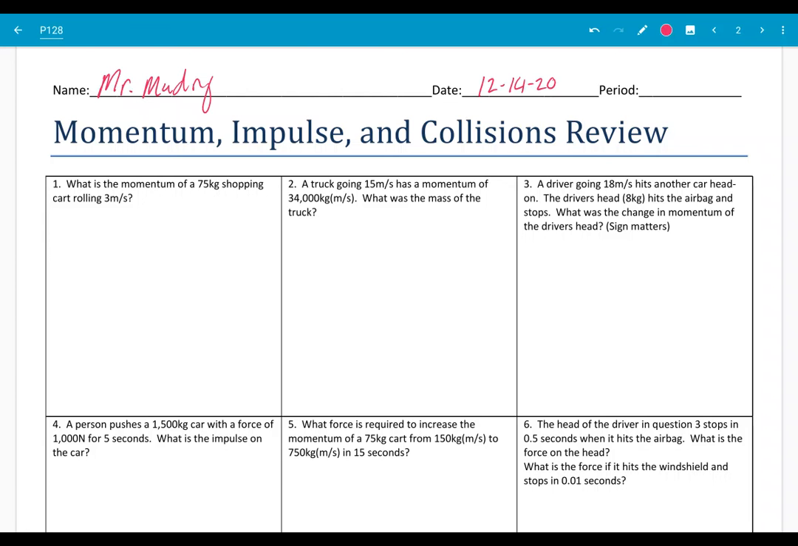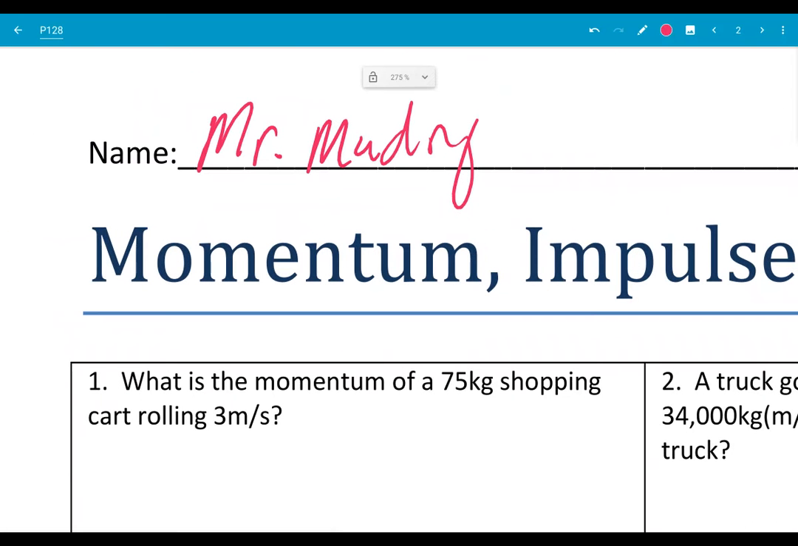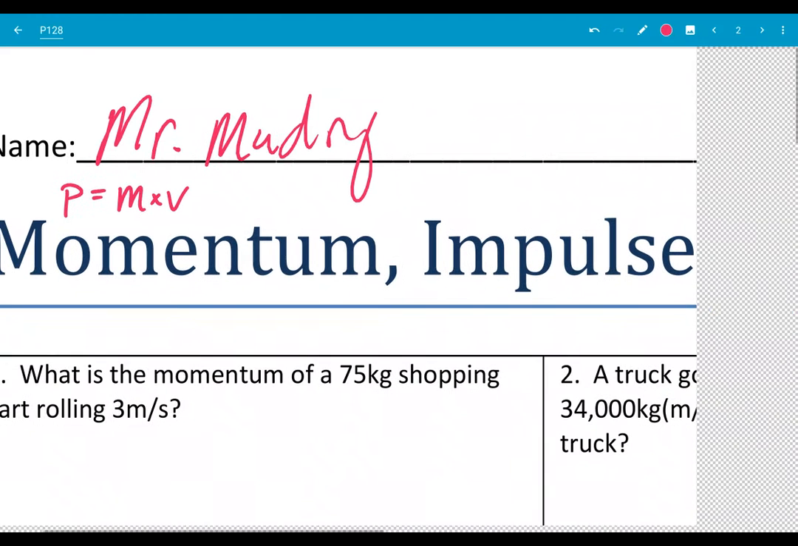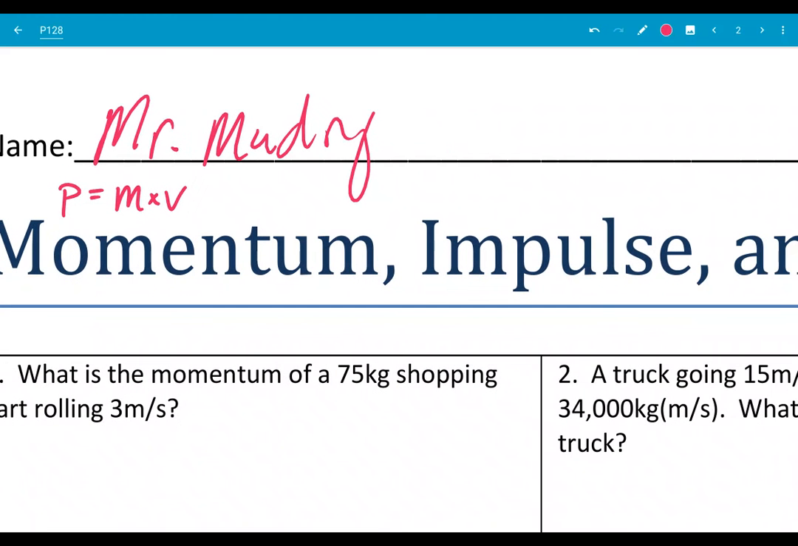Okay. Remember, momentum, they use the symbol P for momentum. Nobody knows why, and it's equal to mass times velocity. Impulse, we can abbreviate it I. It's also known as change of momentum. Remember that the triangle means change.